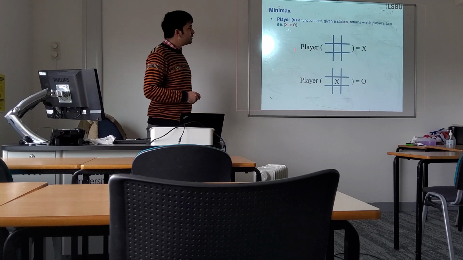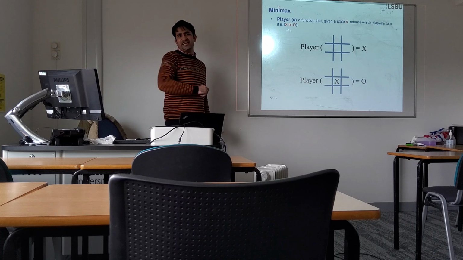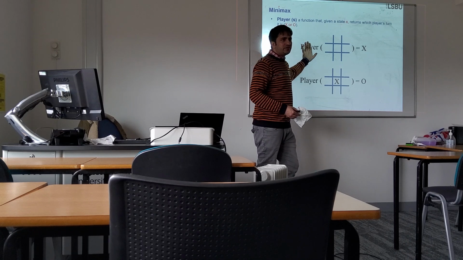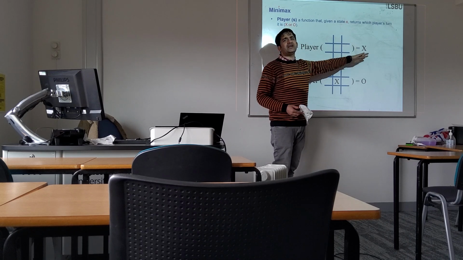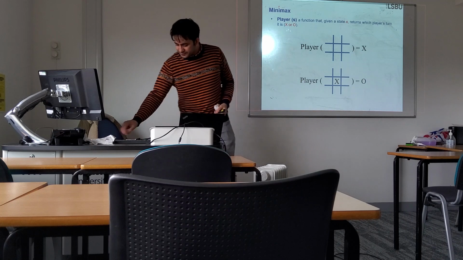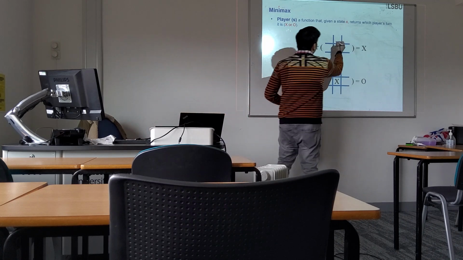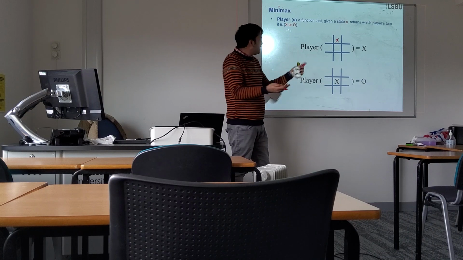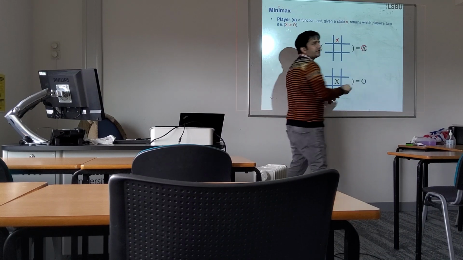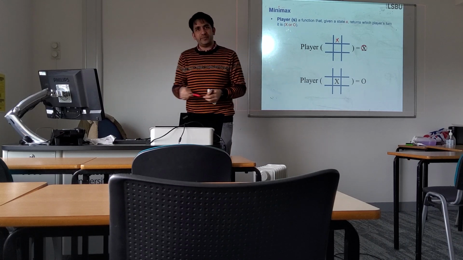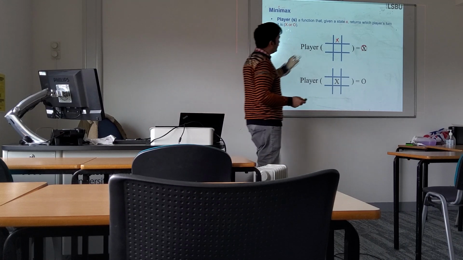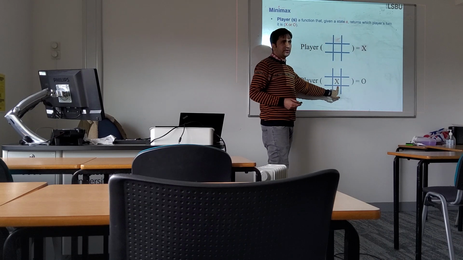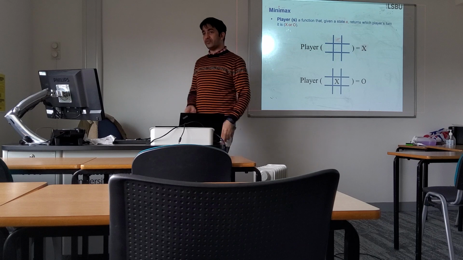So the initial state will look like this, as we all know. Then if you move further, considering any state, the player function will take any state and decide whose turn it is. For example, if this state was given to the player function, it will answer that the next turn is for the circle, considering the state. Here it was a cross, so it said that the next move is for the circle.